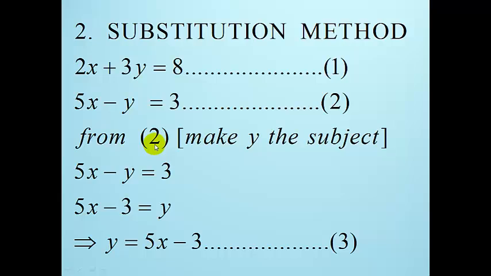Now from equation 2, 5x minus y equals 3. If 5x minus y equals 3, we make y the subject from equation 2. So minus y on the left hand side becomes y on the right hand side. And 3 on the right hand side becomes minus 3 on the left hand side. So 5x minus 3 is equal to y can also be written as y equals 5x minus 3.